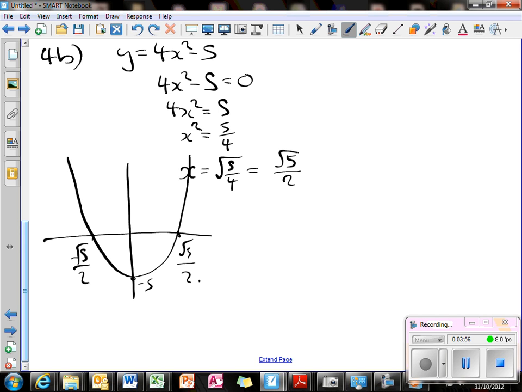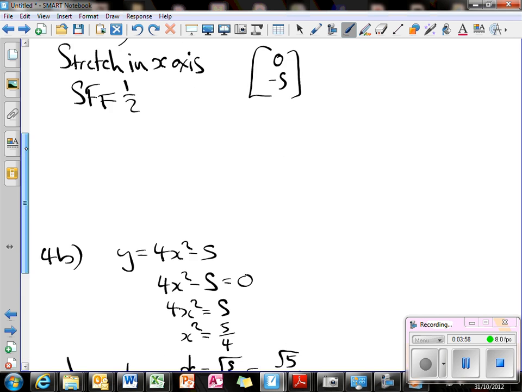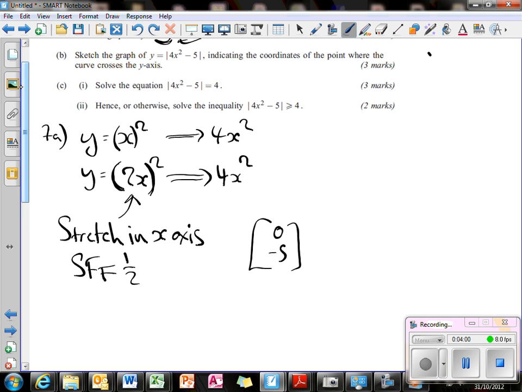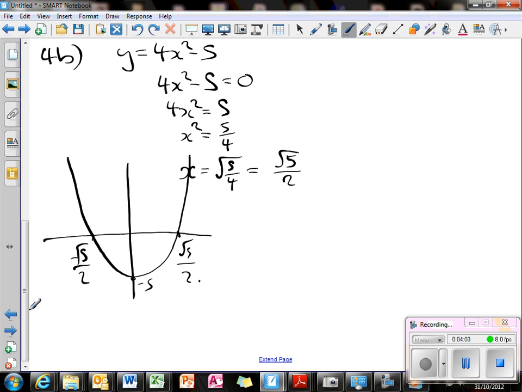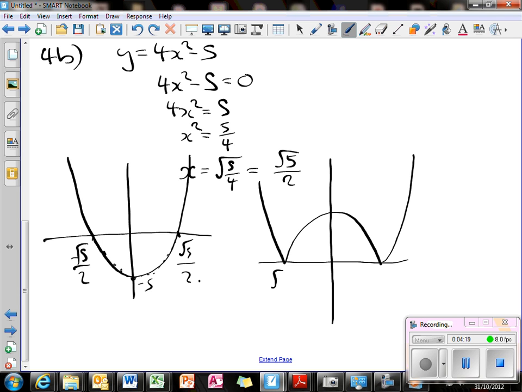But remember, the question is not asking us to do a sketch of 4x squared minus 5, it's asking us to do a sketch of the modulus of that. So all this bit here that's negative, I'm going to reflect up. So my actual sketch is going to come down like this, and it's going to do something like that. These points where it touches here are the same, but this is going to be 5 now. Okay, so that's my sketch.